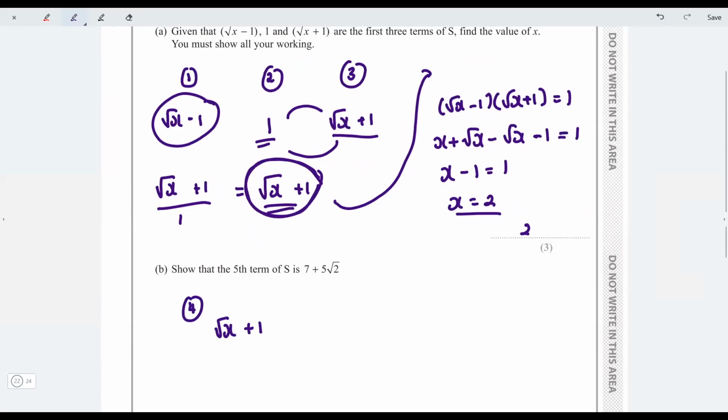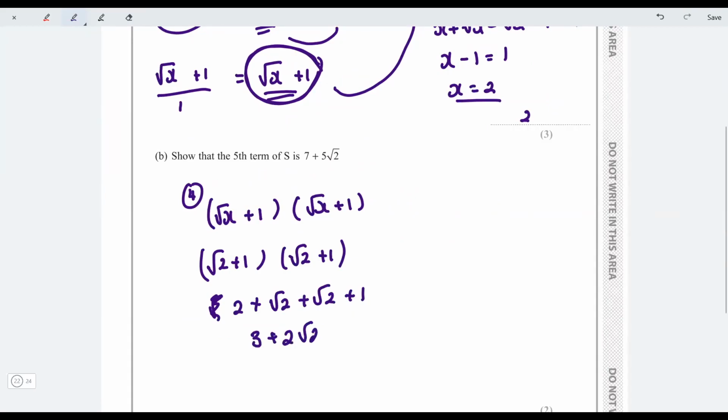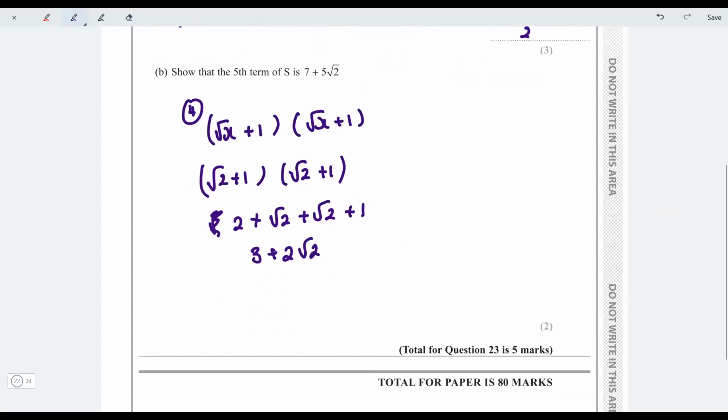I've got to do square root x add 1, but I've got to times it by square root x add 1. But I know x is 2. So square root 2 add 1 times square root 2 add 1. That becomes square root 4, which is just 2, add square root 2, add square root 2, add 1. That becomes 3 add 2 root 2. That's the 4th term.